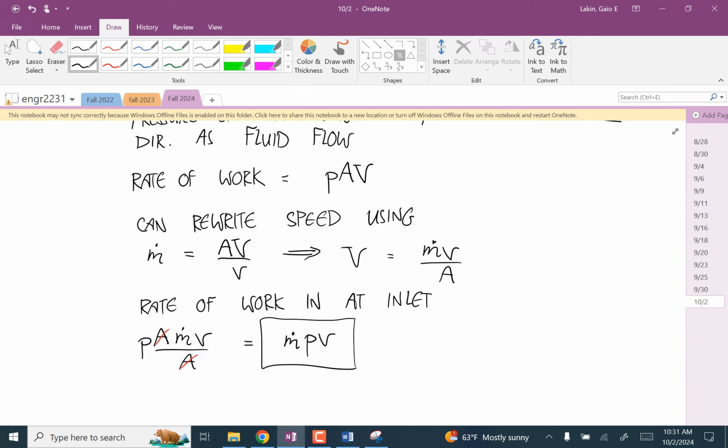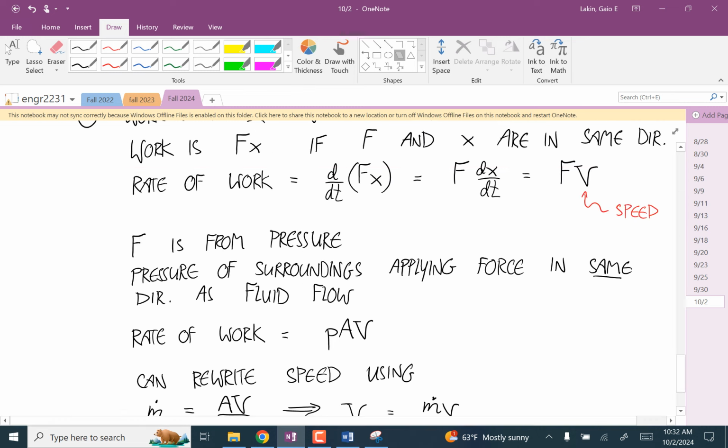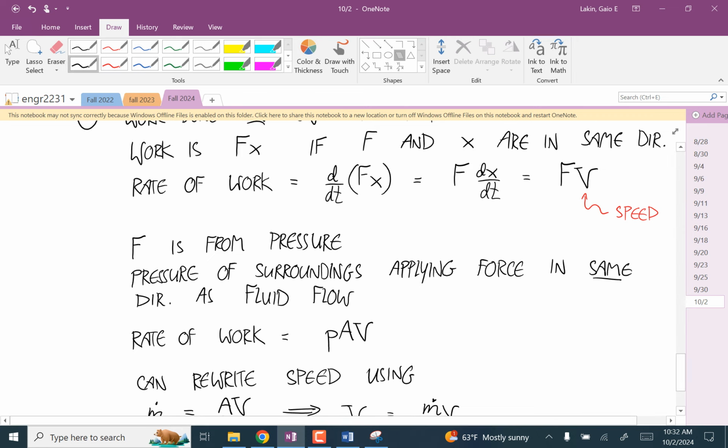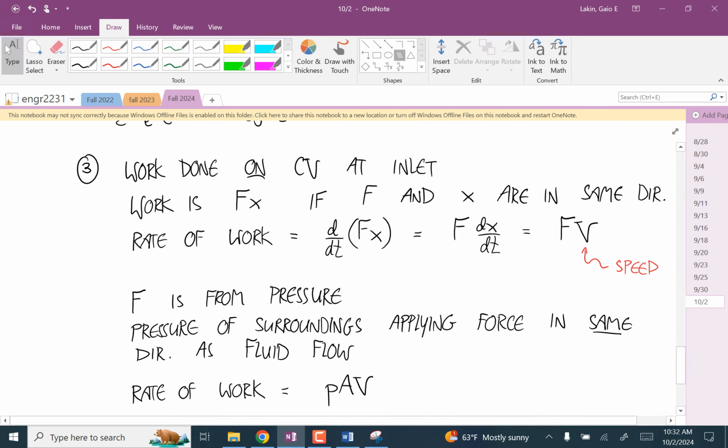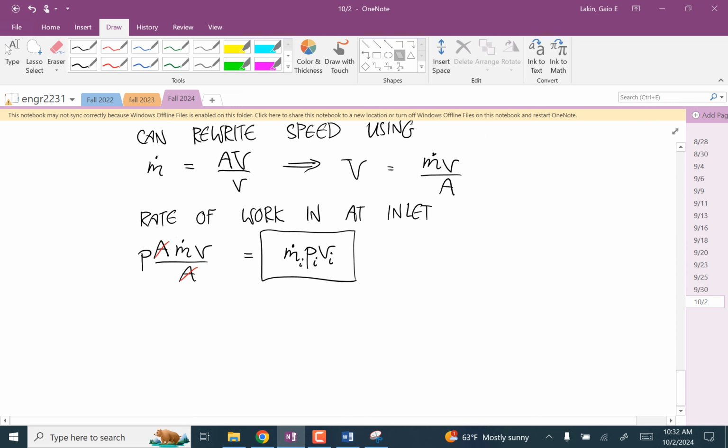And this is at the inlet. So let's put inlets on all of these: m dot at the inlet, pressure at the inlet, specific volume at the inlet. So that's all stuff we can look up in the table now, in place of all this stuff that we couldn't look up, just the force and the speed and stuff like that. And now we have to do this one more time at the exit.